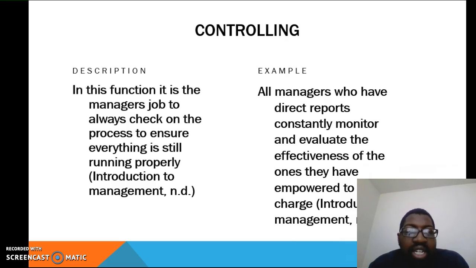Controlling. In this function, it is the manager's job to always check on the process to ensure everything is running properly. An example would be any manager who has a direct report. They're constantly monitoring and evaluating the effectiveness of the ones they have empowered to put in charge. Any manager on any level will have some level of control. They basically want to make sure that the plan that they have executed and organized is being followed through to their specification.